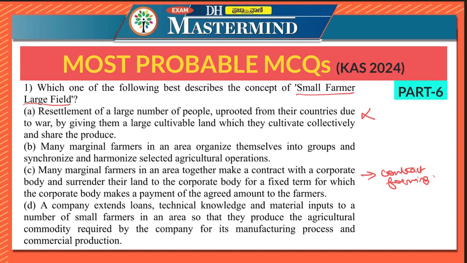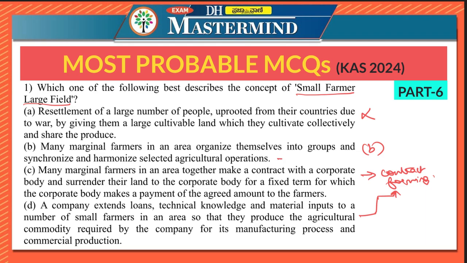Option D says a company extends loans, technical knowledge, and material inputs to a number of small farmers in an area so that they produce the agricultural commodity required by the company for its manufacturing process and commercial production. Again, even this is another variant of contract farming. So the only option that is left is option B. Many marginal farmers in an area organize themselves into groups and synchronize and harmonize selected agricultural operations.